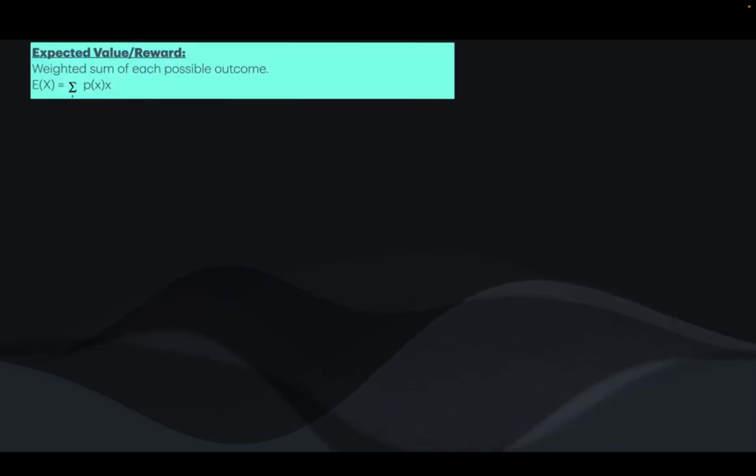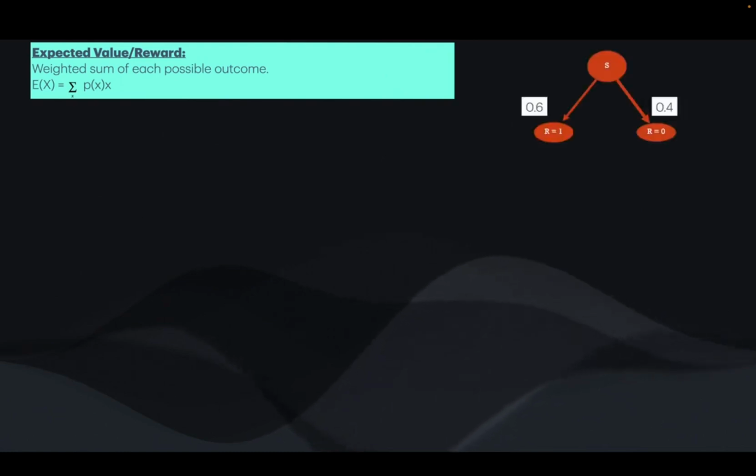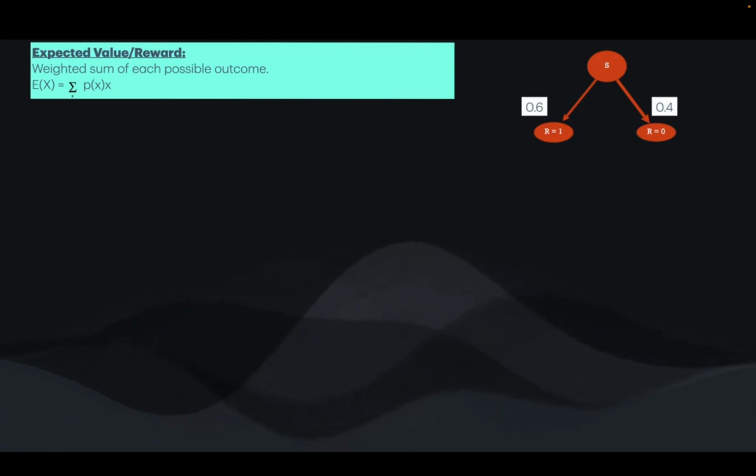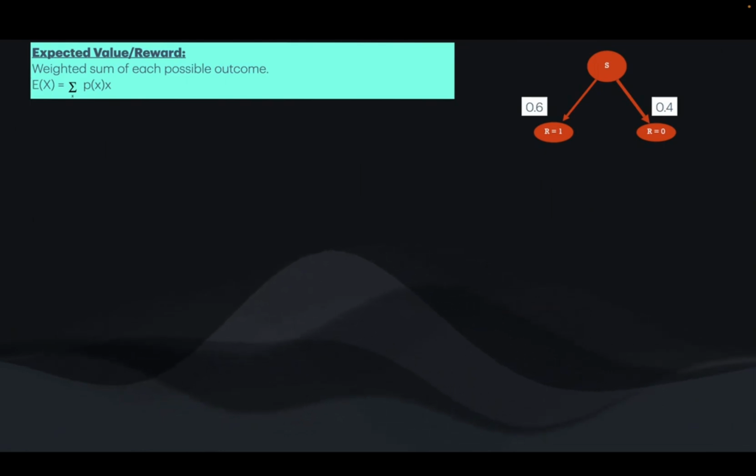Let's talk about two different concepts which are very much required for understanding the RLHF process. First is the expected value of the reward. The weighted sum of each possible outcome is the expected reward. If you are in a stochastic environment, say there are two paths, your action has separate probabilities. Being in a state S, there is a 40% probability of going to a different state where the reward is 0, and a reward equal to 1 is associated with a 0.6 probability.